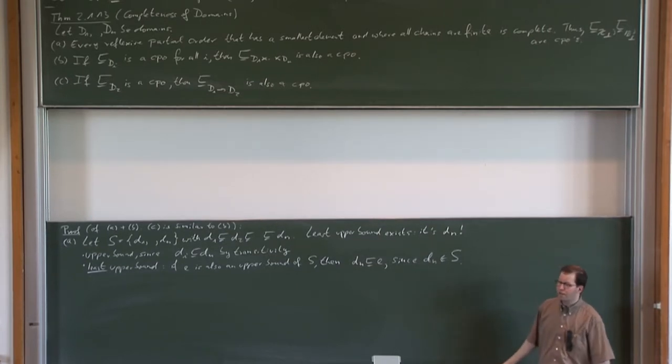So if you have a finite chain, well, then one of these elements in there is the biggest element, and that's the least upper bound.